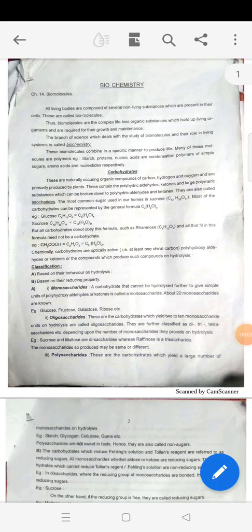Students, let us begin with the new chapter, Biomolecules. It is your unit 14. So, as the name suggests, you can understand that these are the molecules which are available in living organisms, and how we define them.